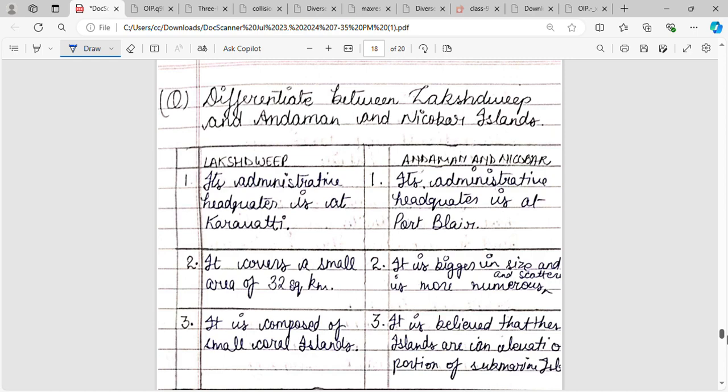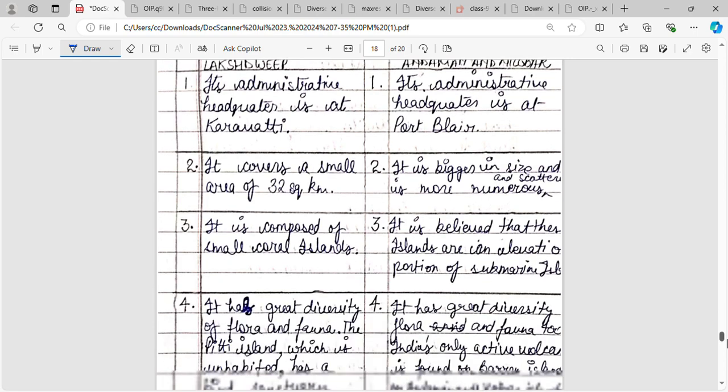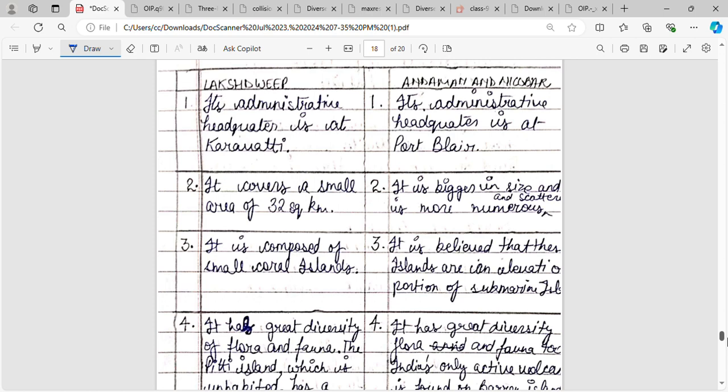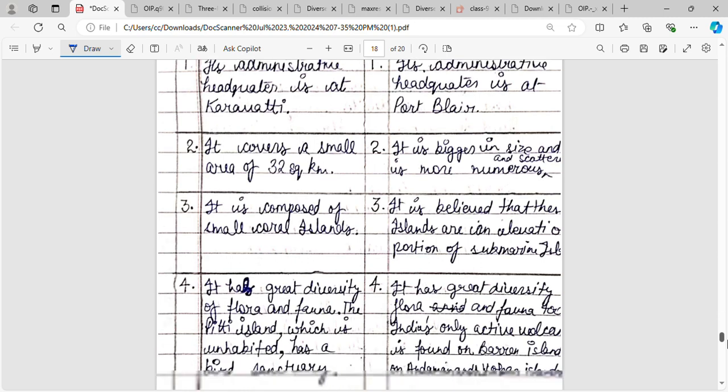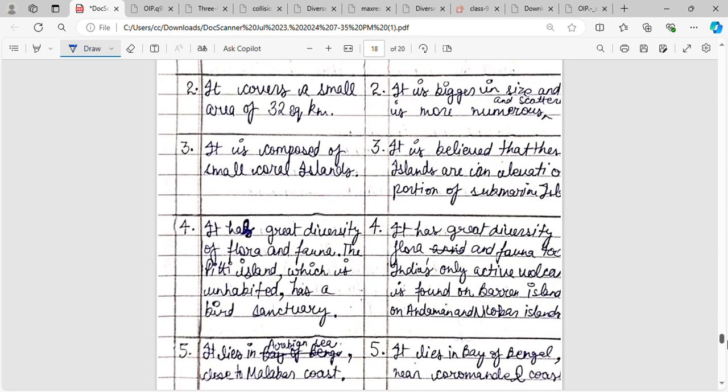Now differentiate between Lakshadweep and Andaman and Nicobar Islands. First of all, the administrative headquarters of Lakshadweep is at Kavaratti, and the administrative headquarters of Andaman and Nicobar is at Port Blair. Lakshadweep covers a small area of 32 square kilometer, while Andaman and Nicobar Islands are bigger in size and are more numerous and scattered.